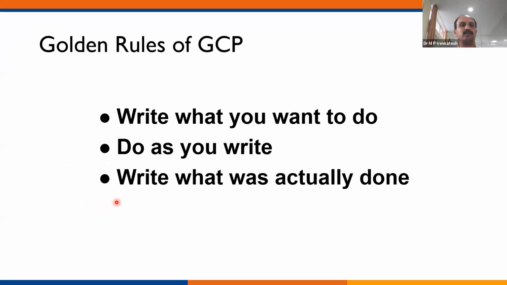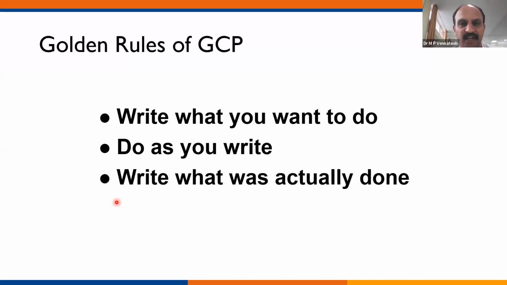So the golden rules of good clinical practice: write what you want to do. That means you should be very clear how an activity is to be done, fulfilling the requirements of good clinical practice, which is a part of your ICH E6 document. Once you have written it properly, then you do as you have written. That means you follow all the procedures, SOPs, whatever has been defined in your protocol.